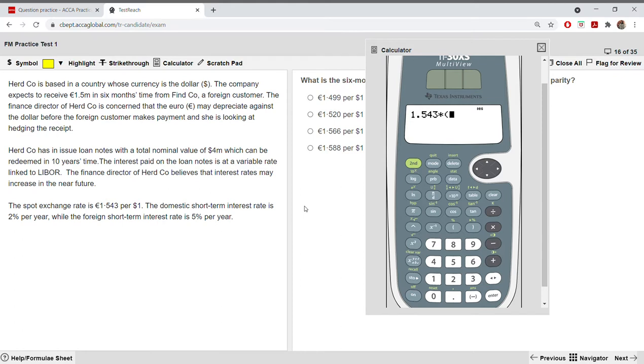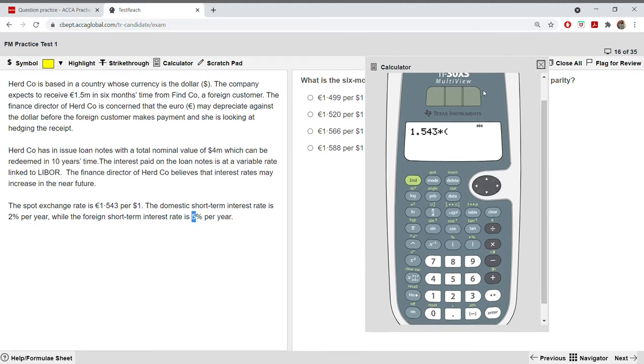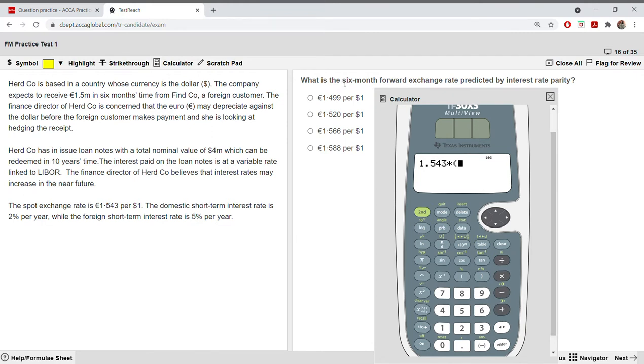Another very important thing: if you take the interest rates 2% and 5% as they are and put them in that formula, you are not going to get the correct answer. Read the question properly. The question asks for 6 months, which is half of a year, and this spot exchange rate is for the whole year. So what should you do? The interest rates are per year. You have to use the interest rate for 6 months only, that means half of what is given to you. So this is 2%, you'll be using 1%, and this is 5%, you'll be using 2.5%.